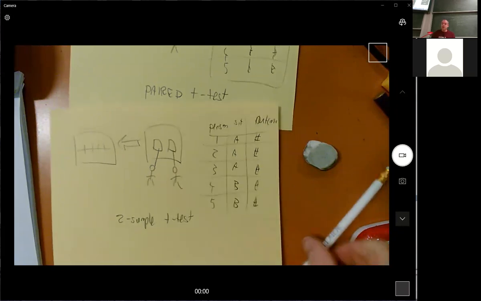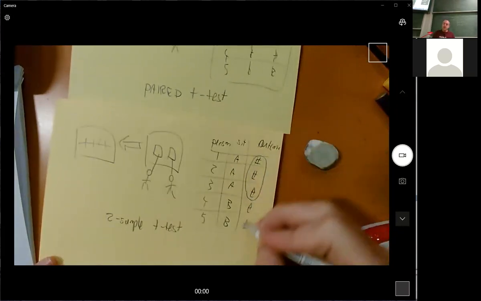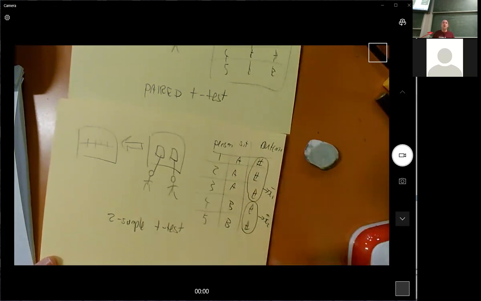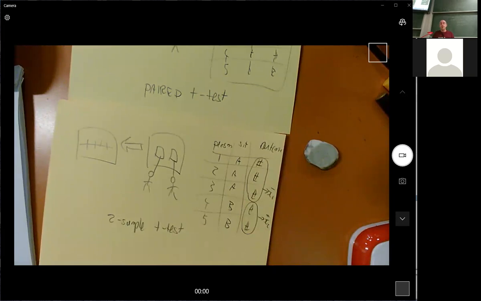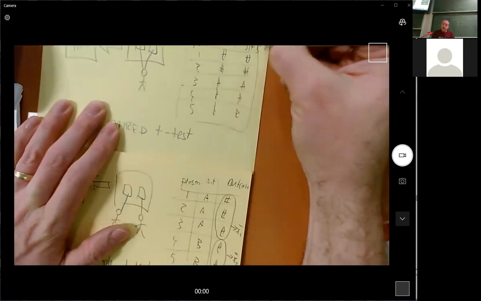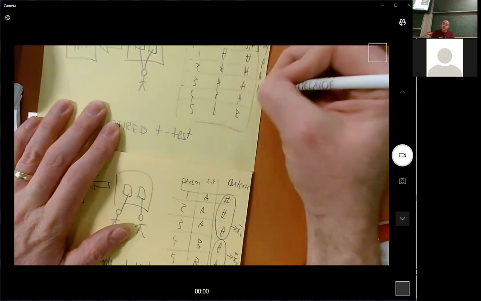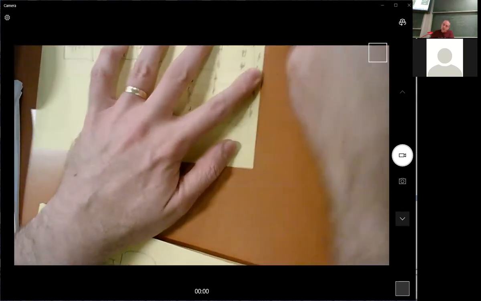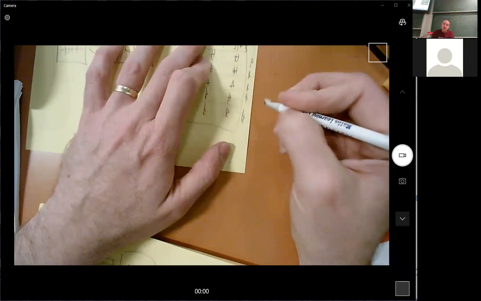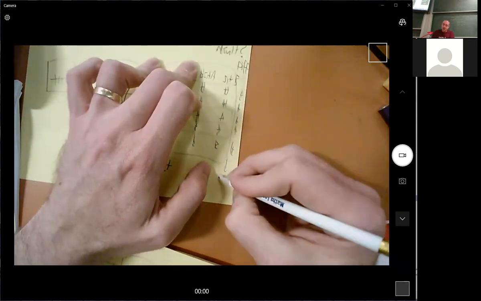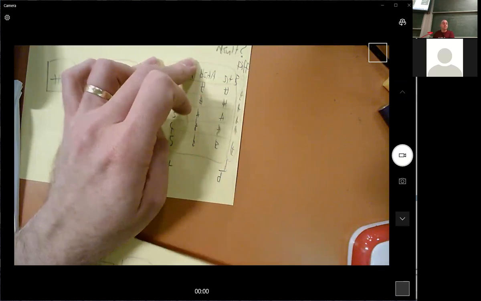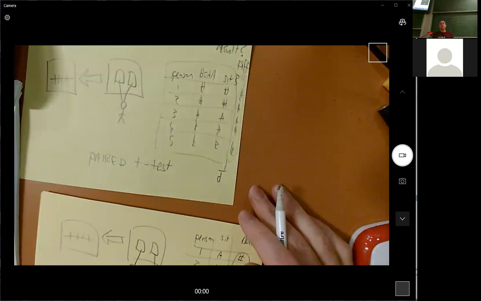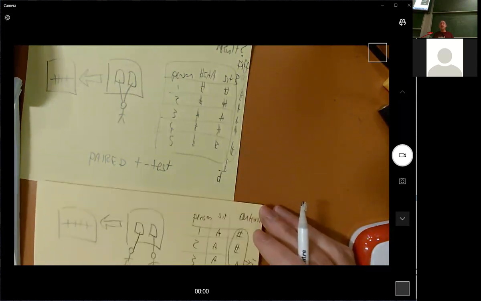In this one, we calculate the separate means from the 2 groups, x1 bar and x2 bar, and we use those in our calculation. In this one, we calculate the difference first, and then calculate the mean, d bar. And that's how they're different from each other.